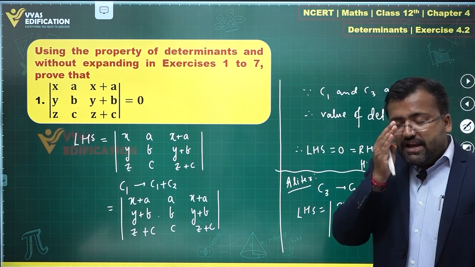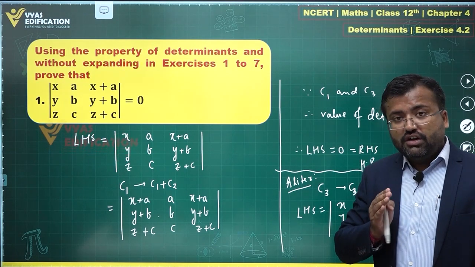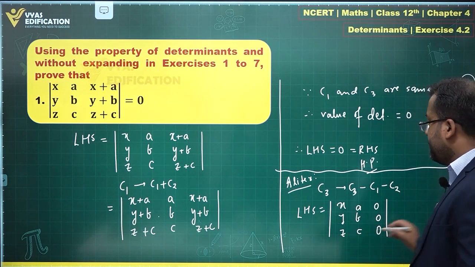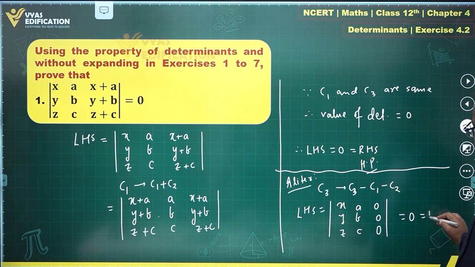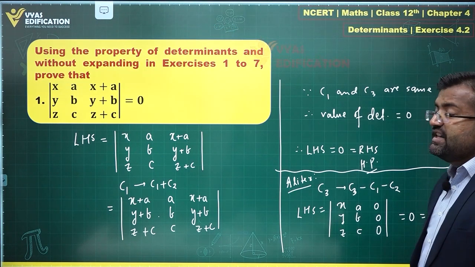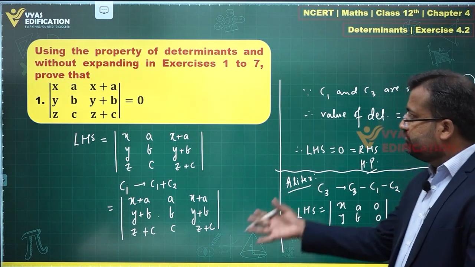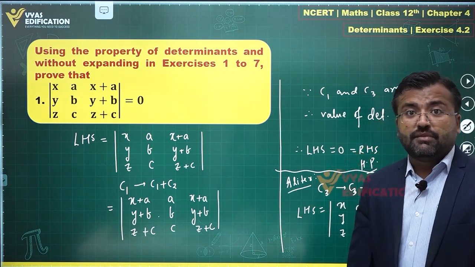If all elements in a particular column or all elements in a particular row are 0, then the value of determinant is 0. Again, that's equal to the RHS. That's another way of dealing with this same thing. What we have done is exactly the same, and we're getting the exact same result. That's the complete proof of this question.